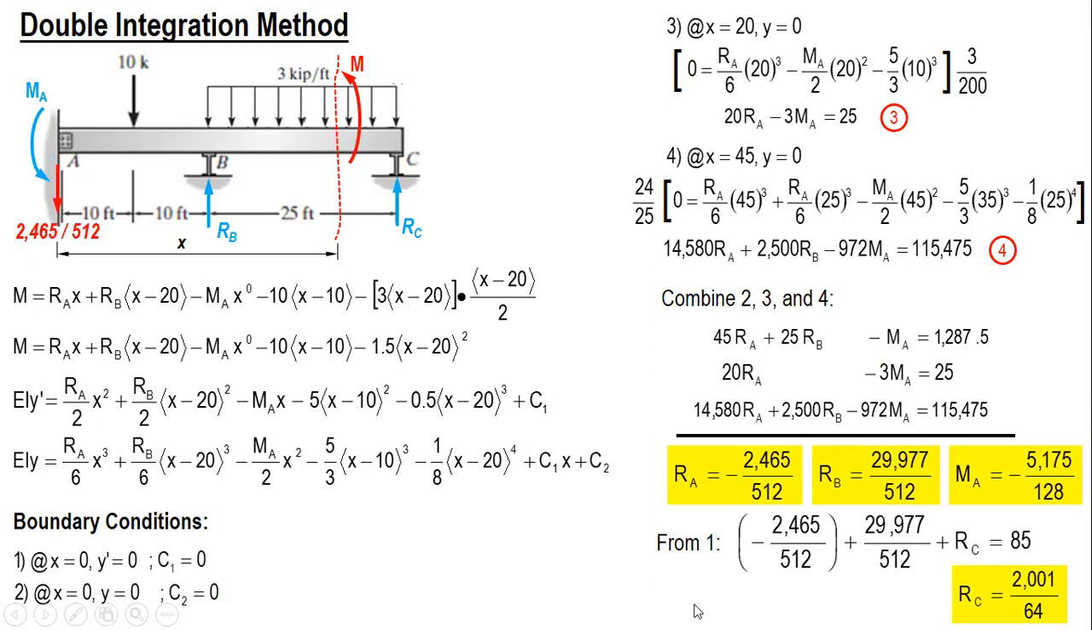Okay. So we can substitute the actual direction of the reactions. Like RA, it's negative, so it's downward. MA is also negative, and the assumed direction is counterclockwise, and since it's negative, it means clockwise. And RB is positive, so the assumed upward is correct. And RC is also positive, so this is correct. So after this, you may draw the shear and moment diagrams.